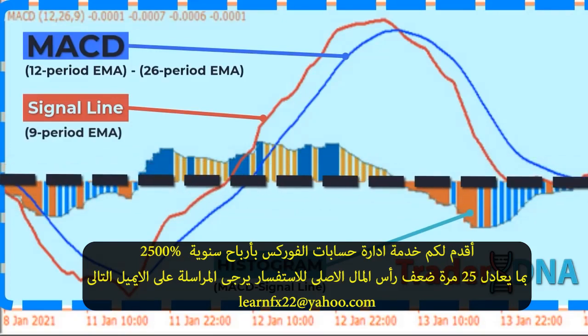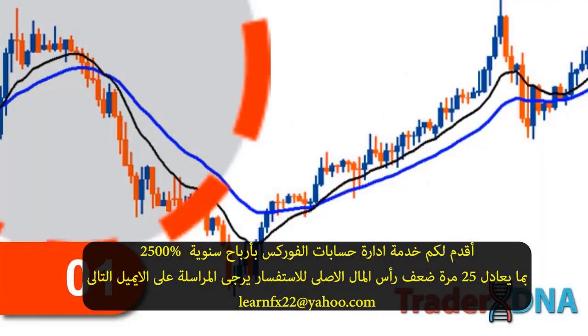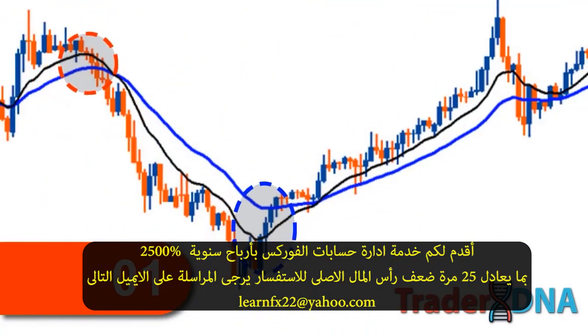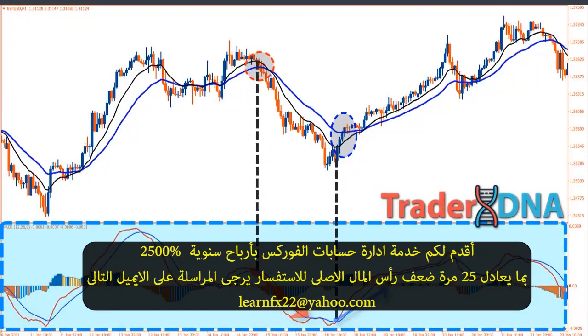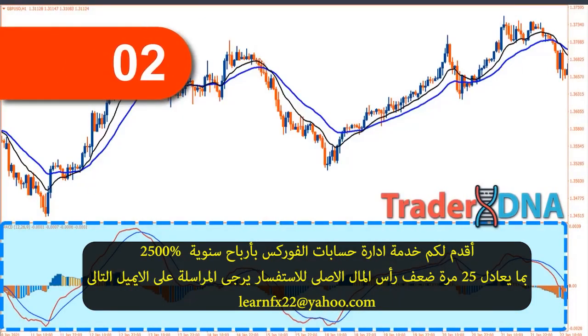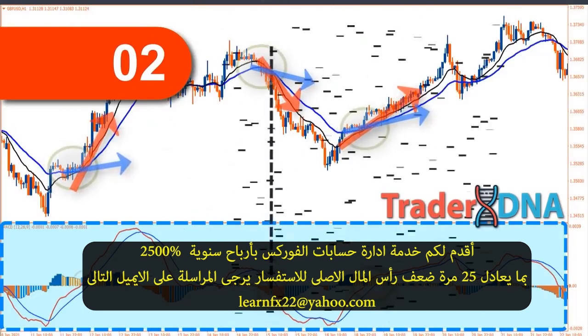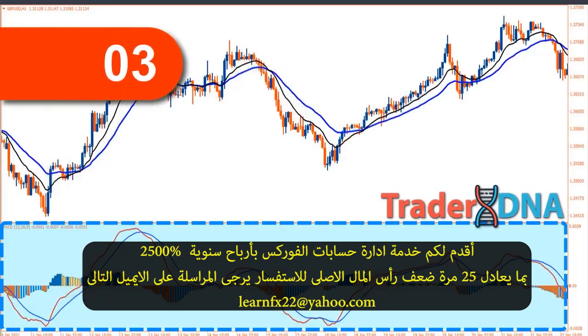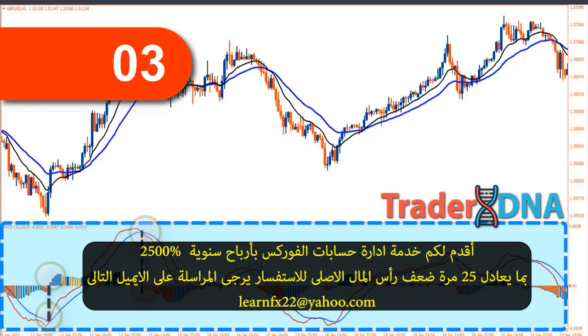Three things stand out from this chart. First, you can see that as the two moving averages move away from each other, the MACD line rises or falls. Second, you can see that, when the two moving averages cross, there is a corresponding crossing of the zero level by the MACD line. Third, when the signal line and MACD line cross, there is a corresponding crossing of the zero level by the MACD histogram.